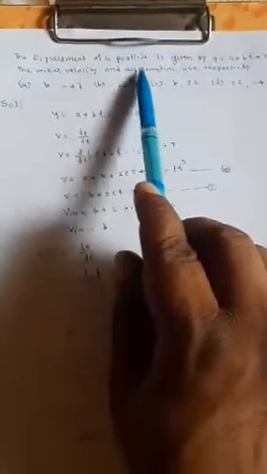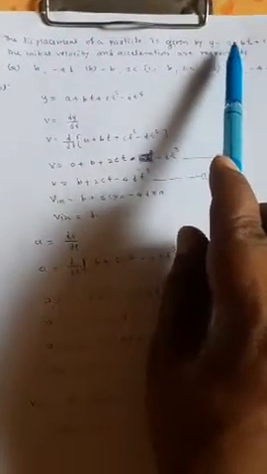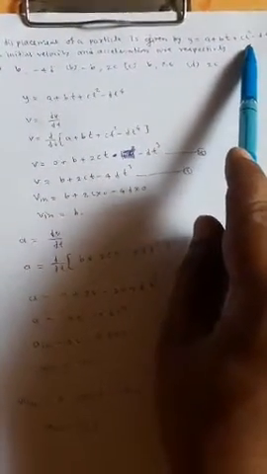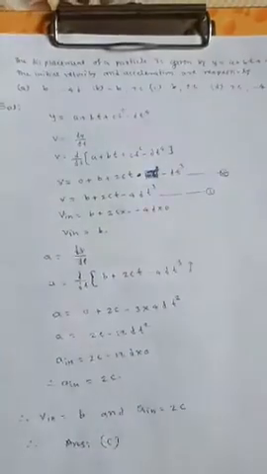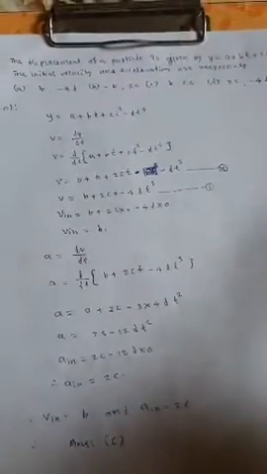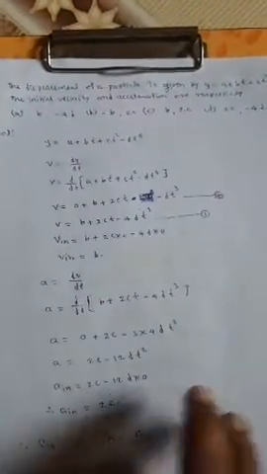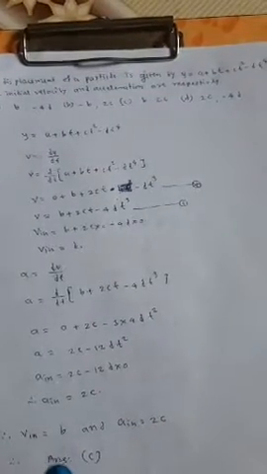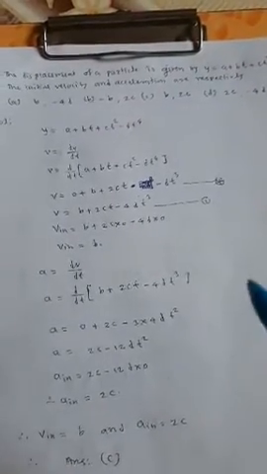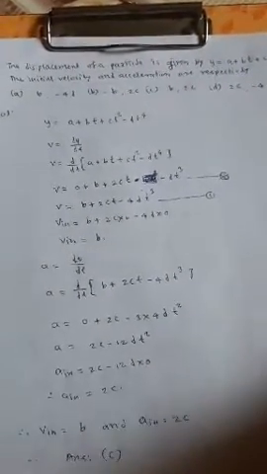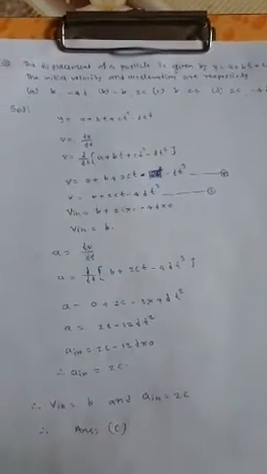The displacement of a particle is given by the equation y is equal to a plus bt plus ct square minus dt to the power 4. Find the initial velocity and acceleration respectively. The equation of displacement is y is equal to a plus bt plus ct square minus dt to the power 4, where a, b, c, d are constants. We have to determine the initial velocity and acceleration of the particle.